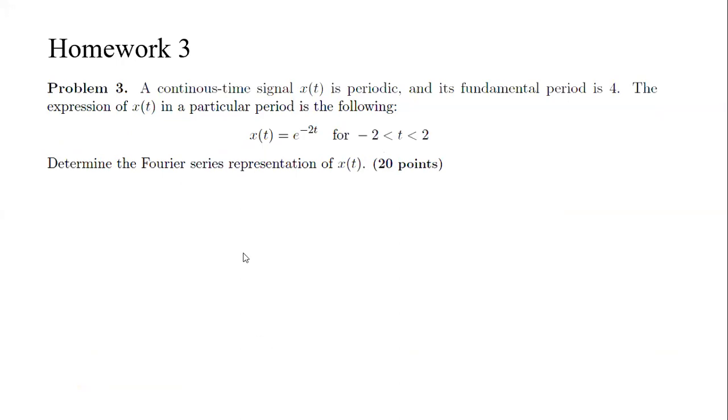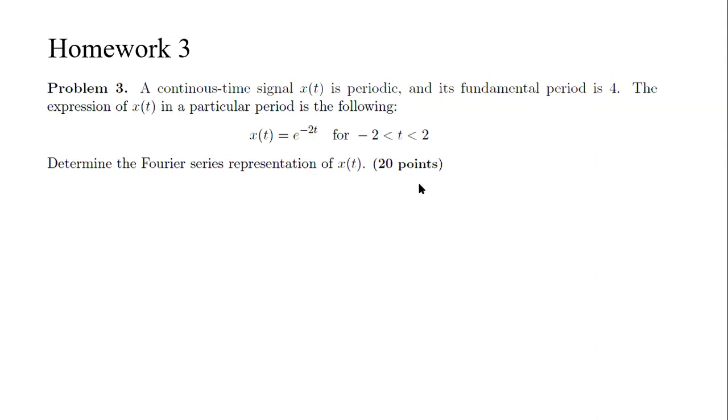Homework three, this is a problem about the Fourier series. There is a continuous time signal x of t that is periodic, and the fundamental period is 4. The expression of x of t in a particular period is this one. When t is larger than minus 2 and smaller than 2, x of t is equal to exponential minus 2t. Determine the Fourier series representation of x of t.